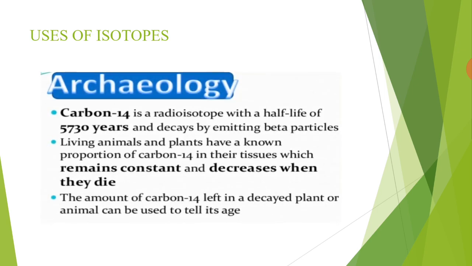In archaeology, carbon-14 is used. Carbon-14 is a radioisotope with a half-life of 5730 years and decays by emitting beta particles. Living animals and plants have a known proportion of carbon-14 in their tissues, which remains constant and decreases when they die. The amount of carbon-14 left in a decayed plant or animal can be used to tell its age.